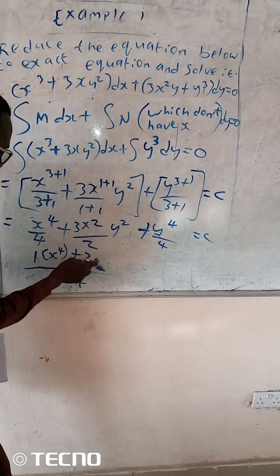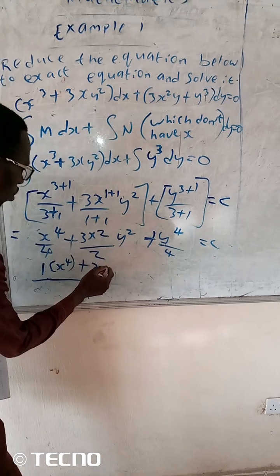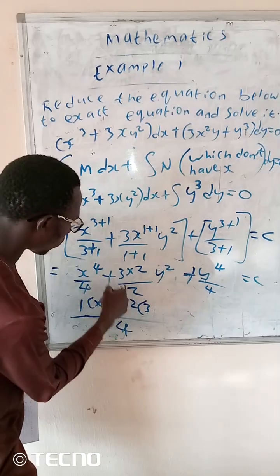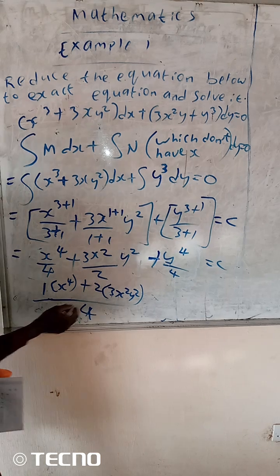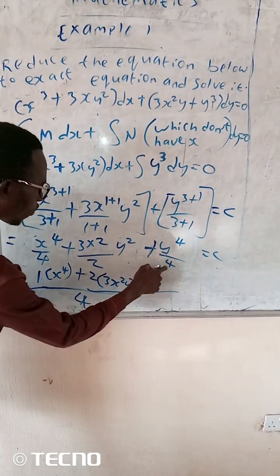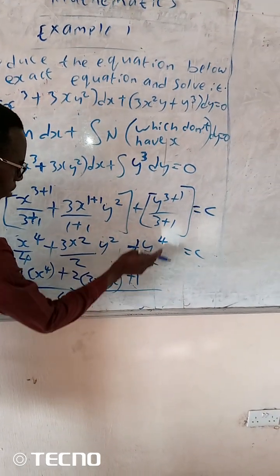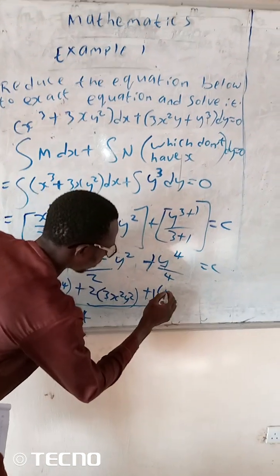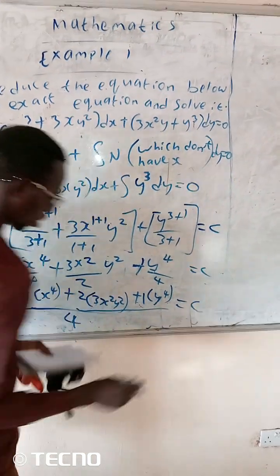4 divided by 2 is what? 2. We're going to say 2 multiplied by 3x squared y squared. So we have done that, right? We're going to bring an addition sign down. 4 divided by 4 is what? 1. So we have 1 multiplied by y raised to the power 4, which will bring down y raised to the power 4, right? Everything equals to our constant.